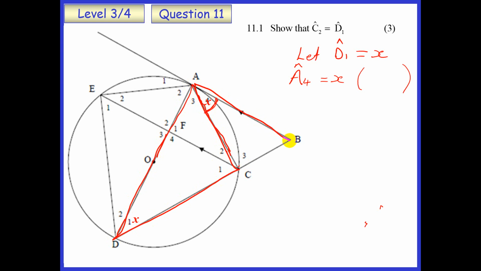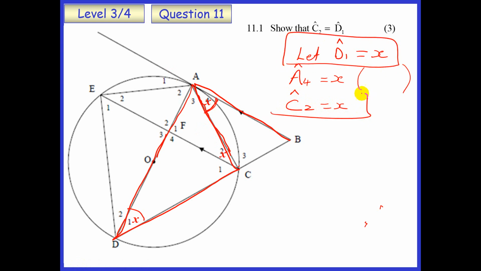Here it is: the angle between tangent and chord is equal to D1. And then from there, we could go on to say that C2 is equal to X. And why is C2 equal to X? Well, that's simple: equal alternate angles. We started off by saying D1 is X, and we concluded by saying that C2 is X. Therefore, D1 has to be equal to C2, because both have been proven to be x.